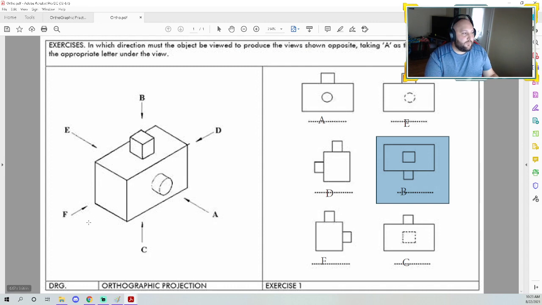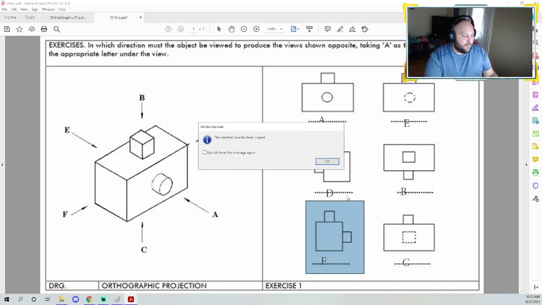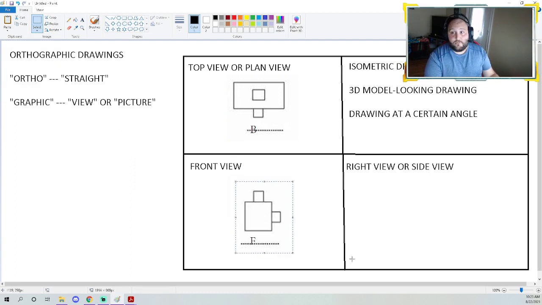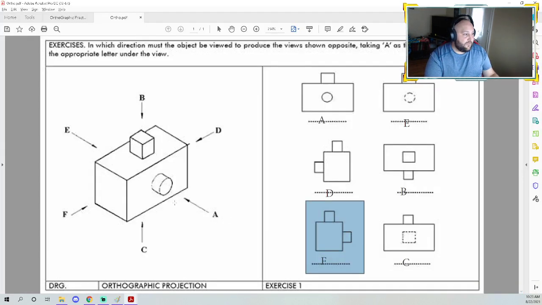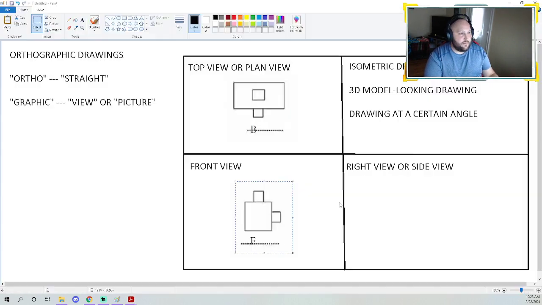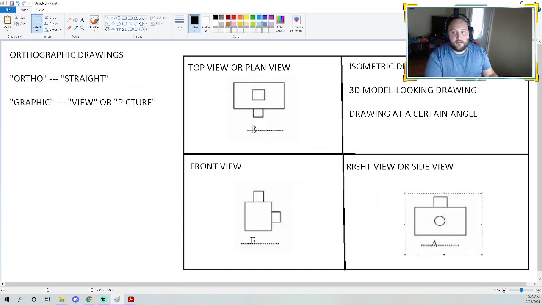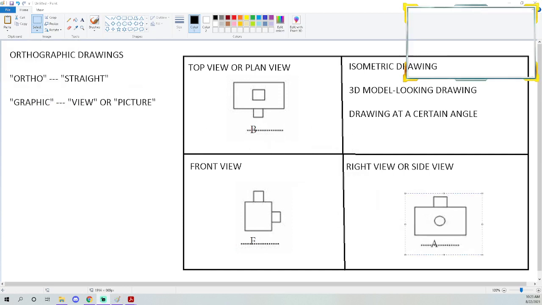And then my front view. All right, front view has the little notch on the right side, so that is this one. So I'm going to snap that one, paste it. There we go. There's my front view. And then I need the right or the side view, which is A. So I go grab A. All right. I'm going to take off my camera real quick.